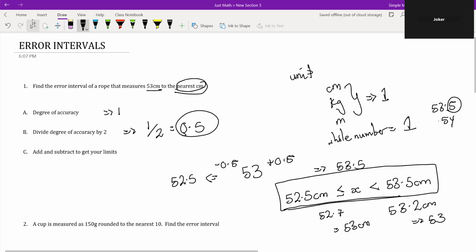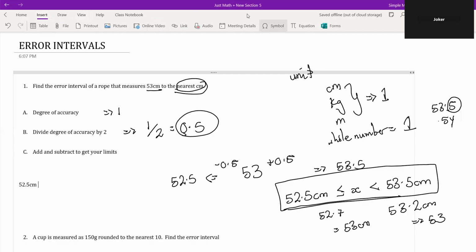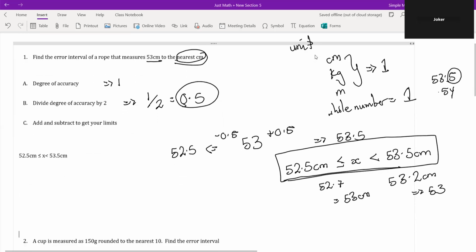Let me type it out. The answer here will be 52.5 centimeters is less than or equal to x, and x is less than 53.5 centimeters. All right, so let's go to the next question.